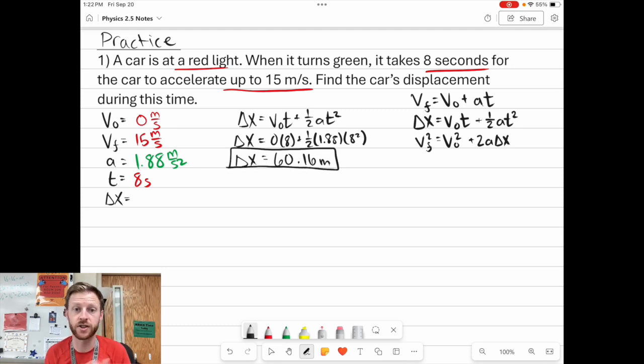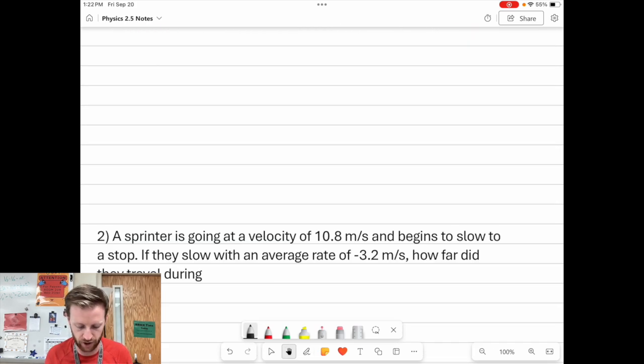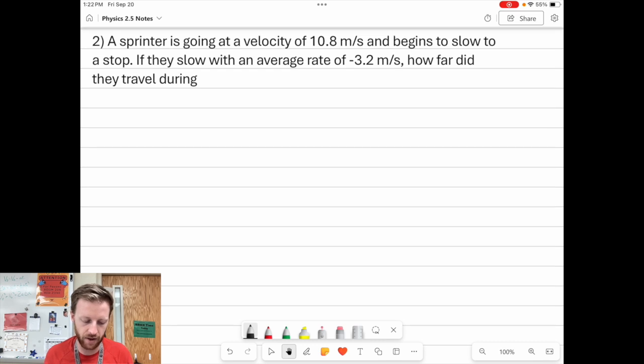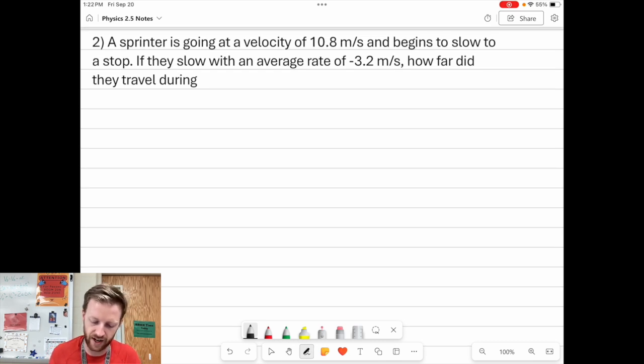60.16 meters. Very nice. Let's do two more. We're going to kind of roll a little bit here. And again, if you want to try them on your own, try it on your own, and then check the answers. So here on number 2, a sprinter going at a velocity of 10.8 meters per second begins to slow to a stop. If they slow with an average rate of negative 3.2, how far did they travel?